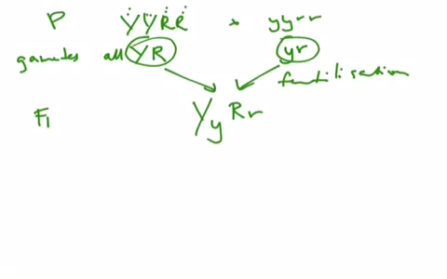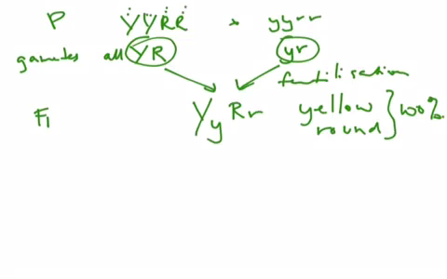Alright, so they will be yellow and round seeds, 100%, and 100% genotype. Now let's see what happens if we cross two members of the F1 with each other to generate a second generation of plants.